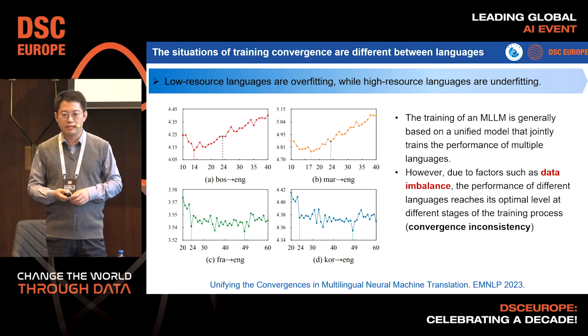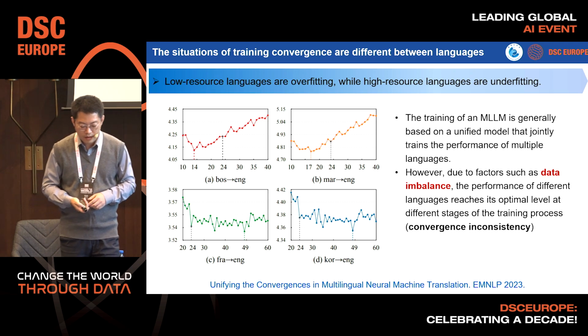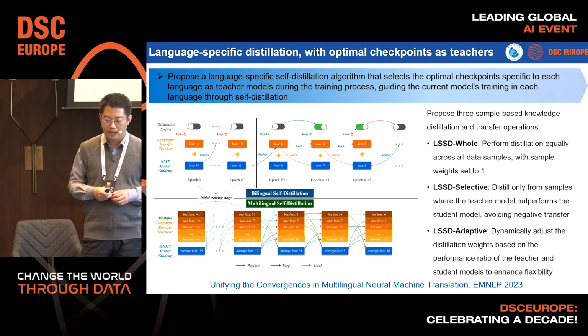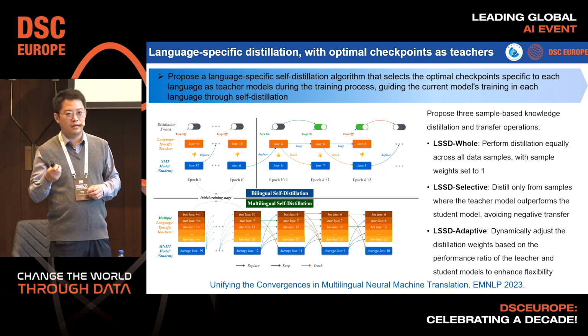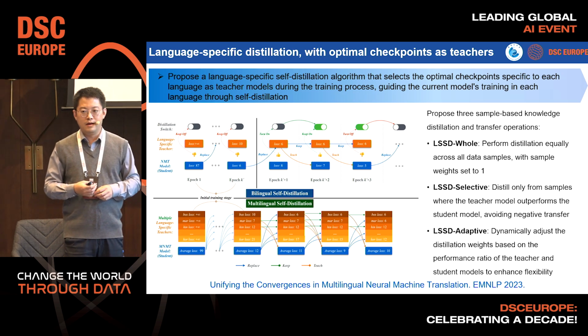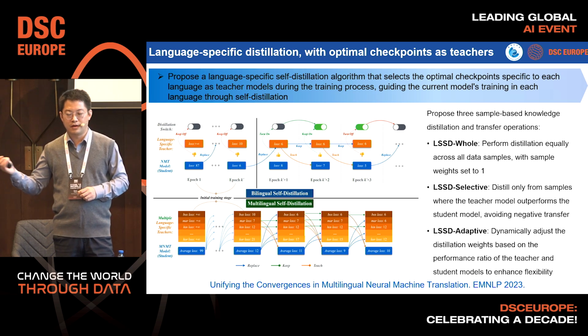So we proposed a method to alleviate this problem. This paper was published at Empirical Methods in Natural Language Processing last year, EMNLP, called Unifying the Convergence in Multilingual Neural Machine Translation. The idea was quite simple. We use more computational resources, the memory, to keep some checkpoints for each language. For example, if you are training a language model with 10 languages, you will have 10 external checkpoint keepers. And for each keeper, you will keep the best performing model so far. And then during training, you use these best checkpoints to guide the training of the downstream models.